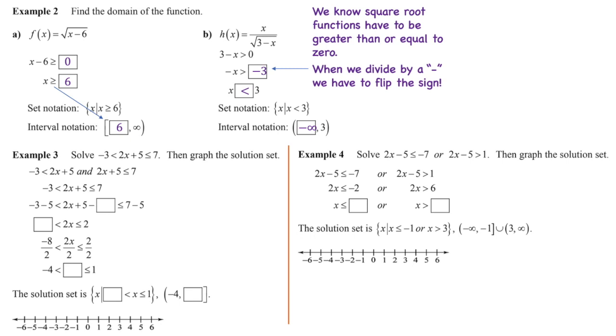Let's solve negative 3 less than 2x plus 5 less than or equal to 7 and then graph our solution set.